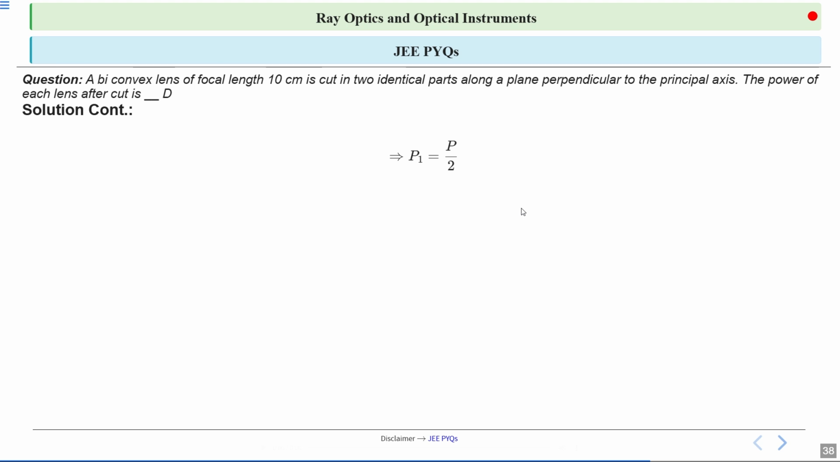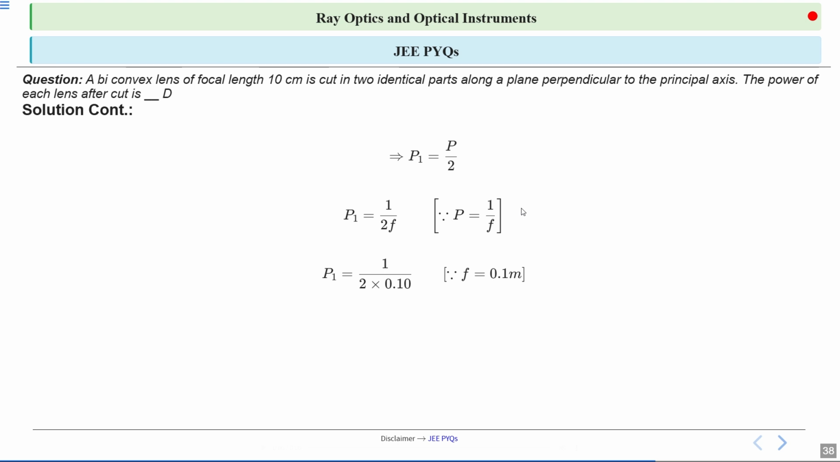So the power of a lens, denoted as P, is given by the formula P equals 1 upon F, where F is the focal length in meters. Since the lens is cut into two identical parts, the power of each part, P1, is half of the power of the original lens. That means the lenses formed after cutting are weaker than the original lens in terms of power. So substituting the formula P equals 1 upon F, we get P1 equals 1 upon 2F. This step shows how the power of each half is calculated using the focal length of the original lens.